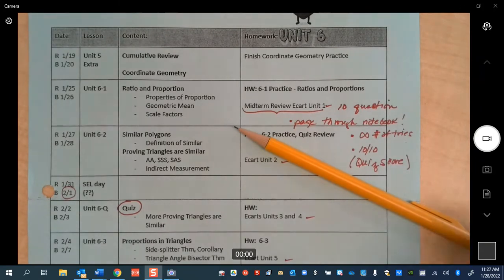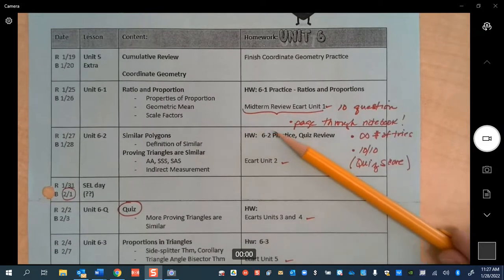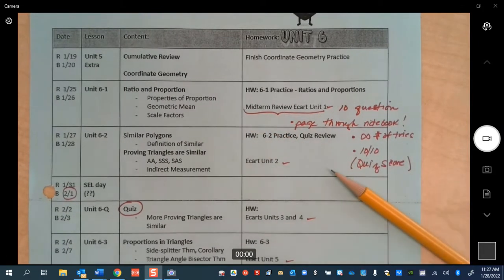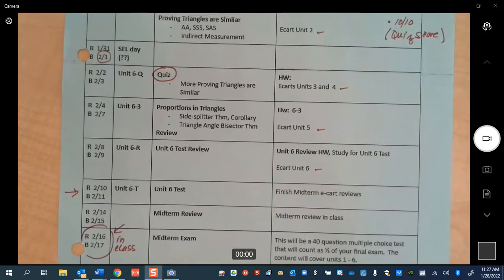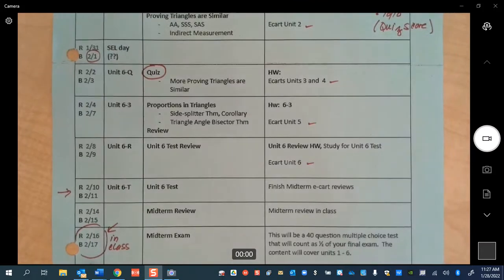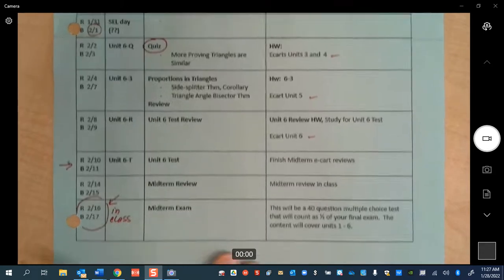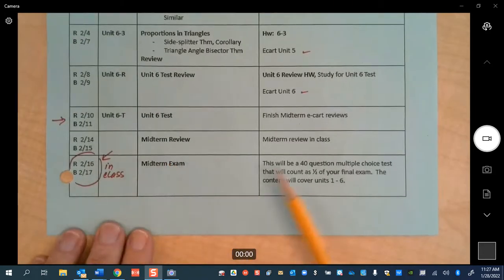Before we do that, I want to talk to you about the midterm review to make sure that everybody is on the same page with what we're doing for the midterm. If you look at this schedule, you can see that your midterm is scheduled for February 16th and 17th. It'll be in class. A 40-question multiple choice test that'll count as half of your final exam. It's going to cover units 1 through 6.